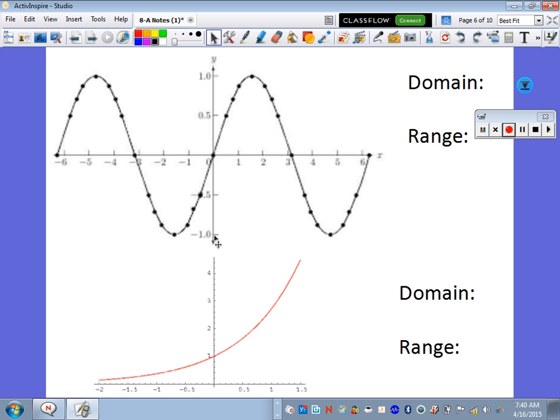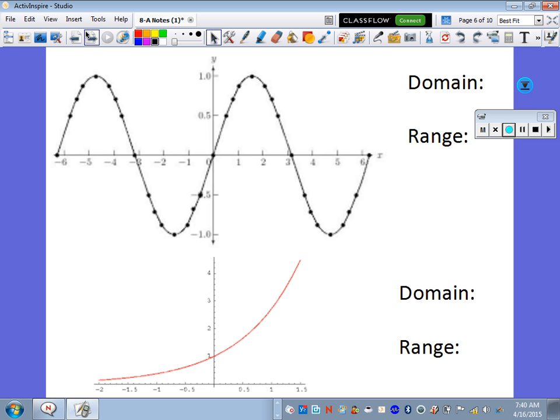Now, if you look at this function, your domain here would be all real numbers, but your range would only be numbers y is greater than or equal to 0, because notice it's above the x-axis. We'll talk about that a little more later, but that's how you would define that one.